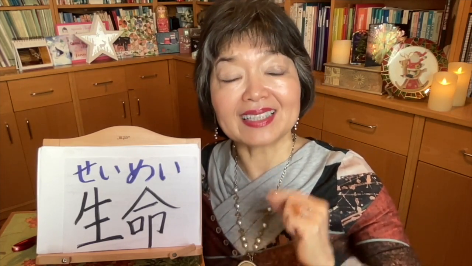The last word meaning life is seimei. Look at the kanji. Sei comes from seibutsu. This means living beings. And mei, this is inochi, life. So life of all living beings. When we say seimei, it can mean two things. The one is the life that we've got. And the second is it means the living beings, because we've got life.